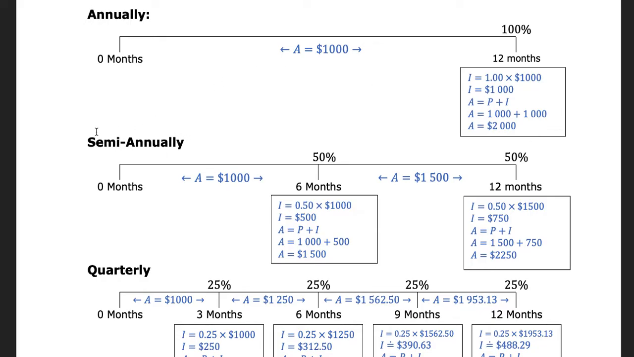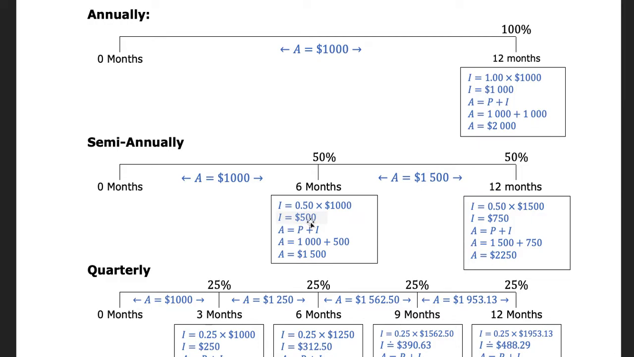Semi-annually, that means twice per year. So it would still have an annual percentage rate of 100%, but it's broken up into 50% and then 50%. So the $1,000 is invested for the first term, which is the first 6 months, and interest is calculated on it, but we use 50% now, and $500 is earned in interest in this case.